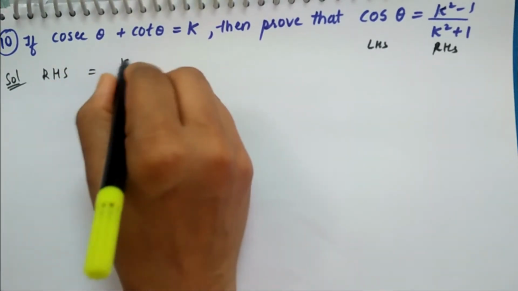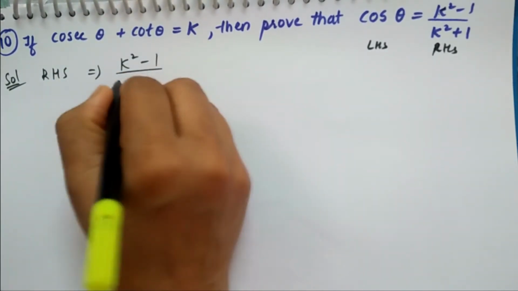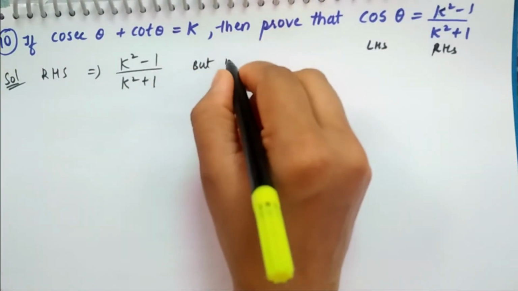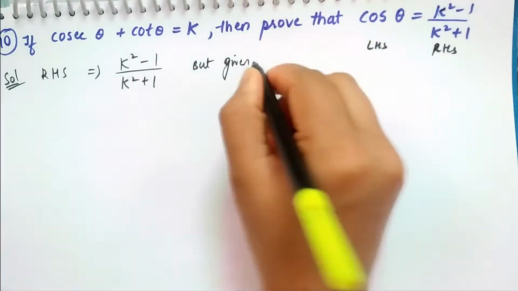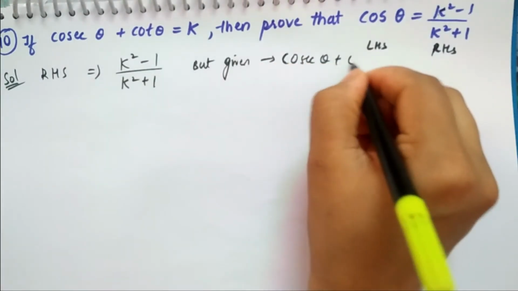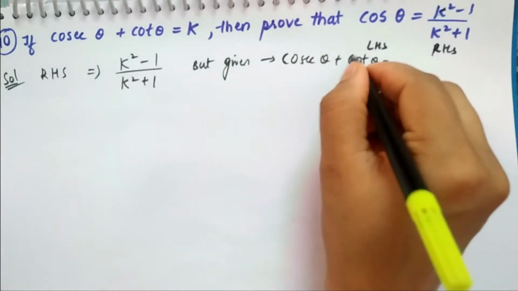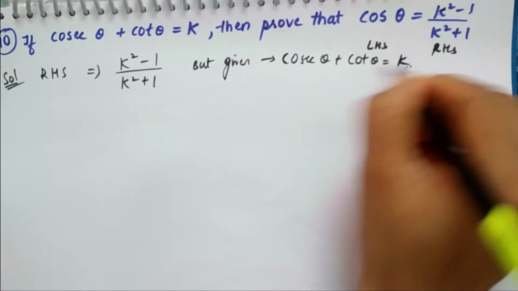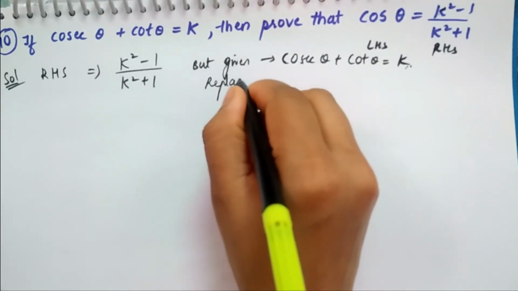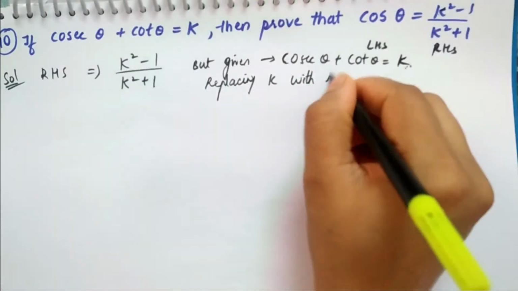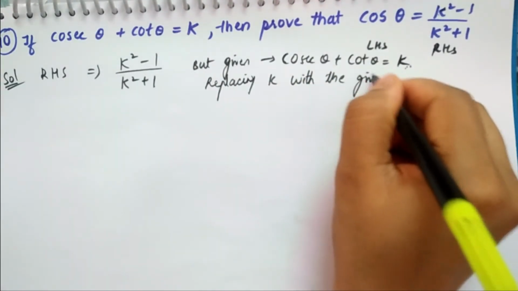RHS is nothing but k square minus 1 divided by k square plus 1. But it's given that cosecant theta plus cot theta is equal to k. This is given in our question, right? So we are replacing k with the given expression.